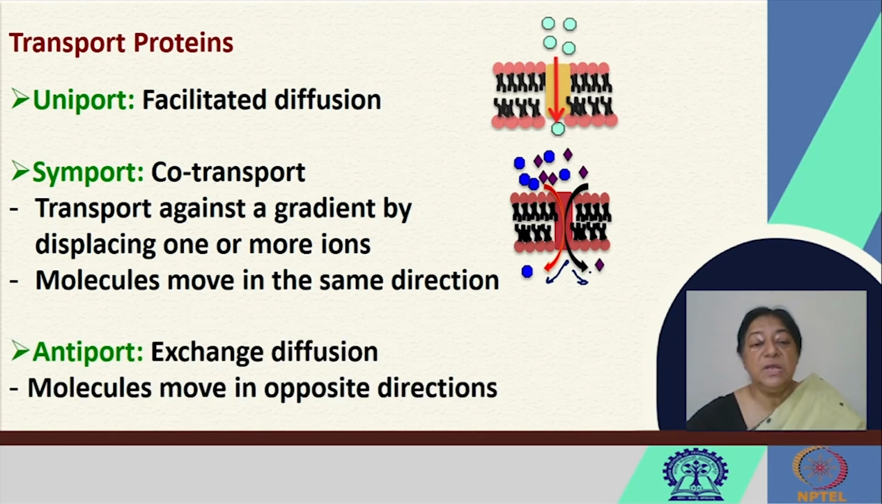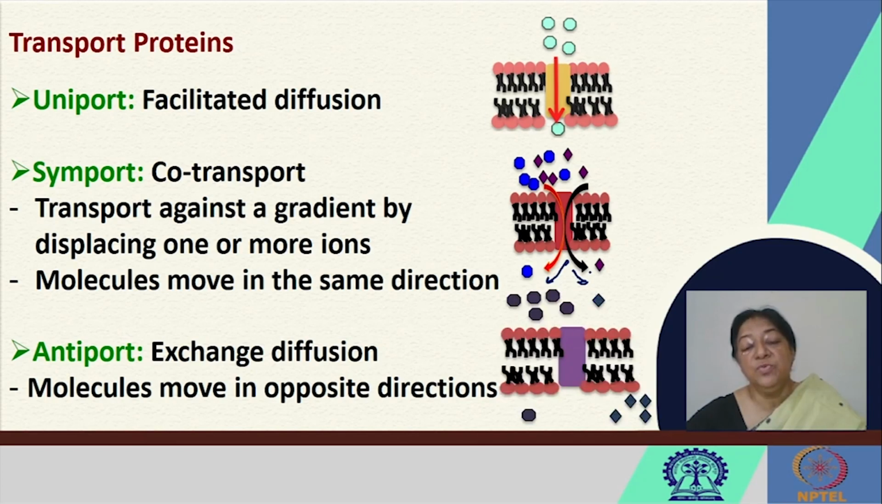The antiport allows the exchange diffusion where the molecules move in opposite directions. So there is a specific set of ions or molecules coming into the cell and a set that is going out of the cell. So these are the different types of transport processes that could occur with a uniport, a symport, or an antiport.